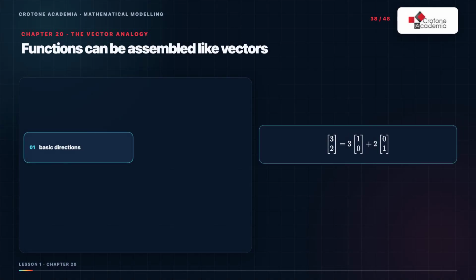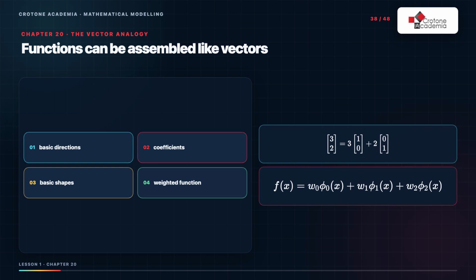An ordinary vector can be assembled from basic directions. The vector 3, 2 equals 3 times the horizontal unit direction plus 2 times the vertical unit direction. A function can be assembled from selected basic shapes in an analogous way. Constant, line, and parabola components can be scaled and added to produce a final curve. This is an analogy rather than a literal picture of the infinite collection of all functions. For a finite selected collection, mathematically advanced learners may say that the basis functions span a finite dimensional function space.